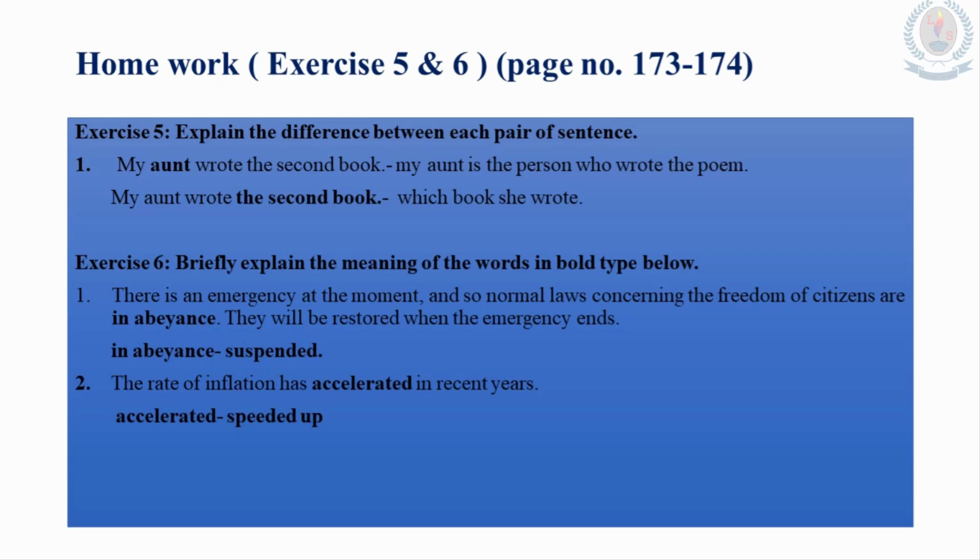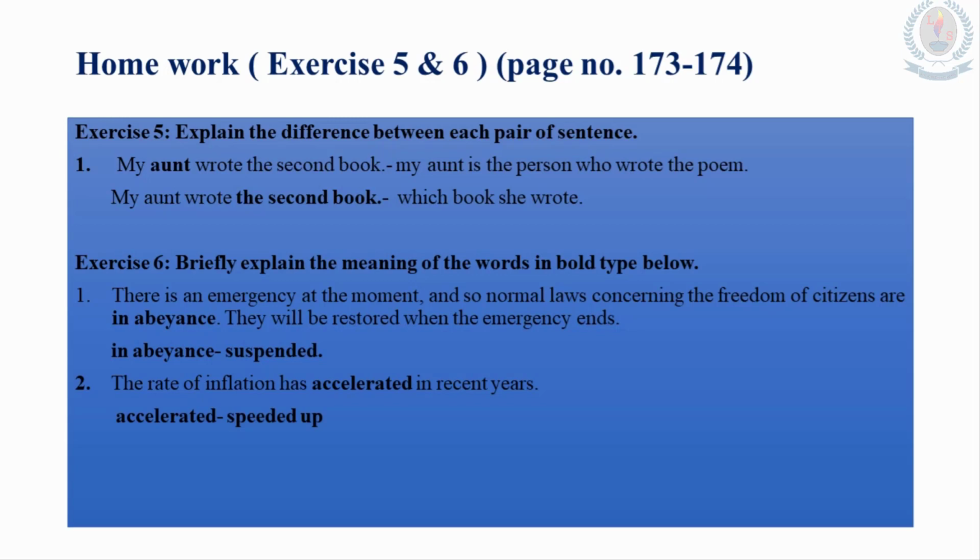So we can take the first one, my aunt wrote the second book. By bolding that, they need to emphasize that my aunt is the person who wrote the book. Who is the writer? That is the thing to highlight here. And in the other, the second book is highlighted. Which book did she write? The second book. Likewise, you can complete the rest very easily. You have to explain the difference between each pair, the highlighted ones.